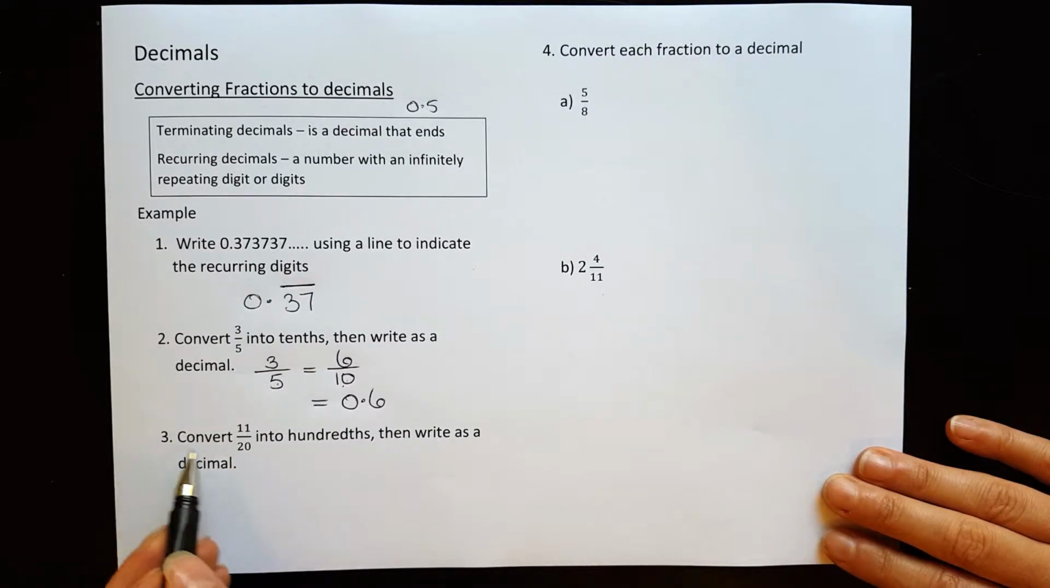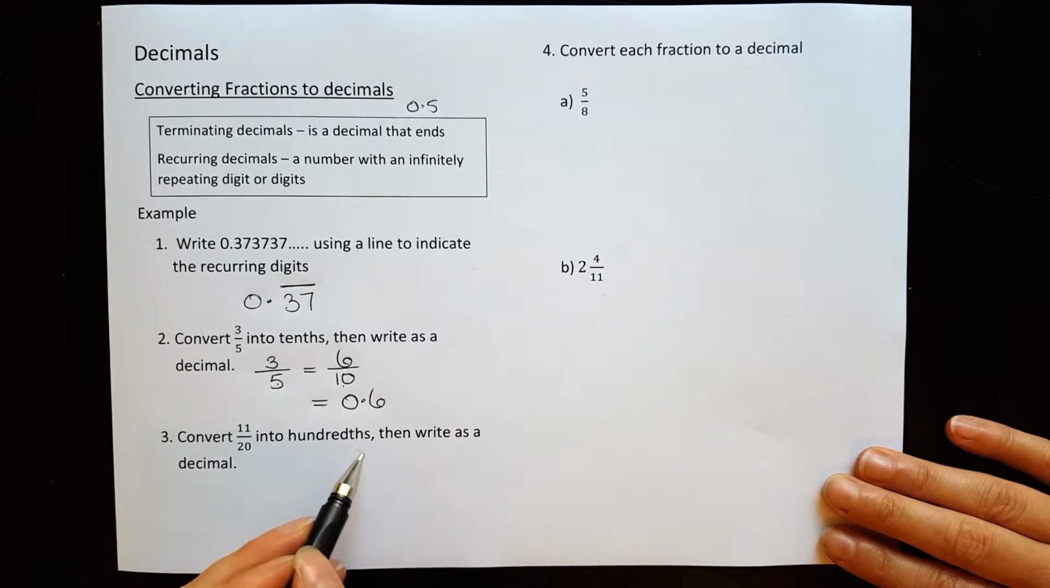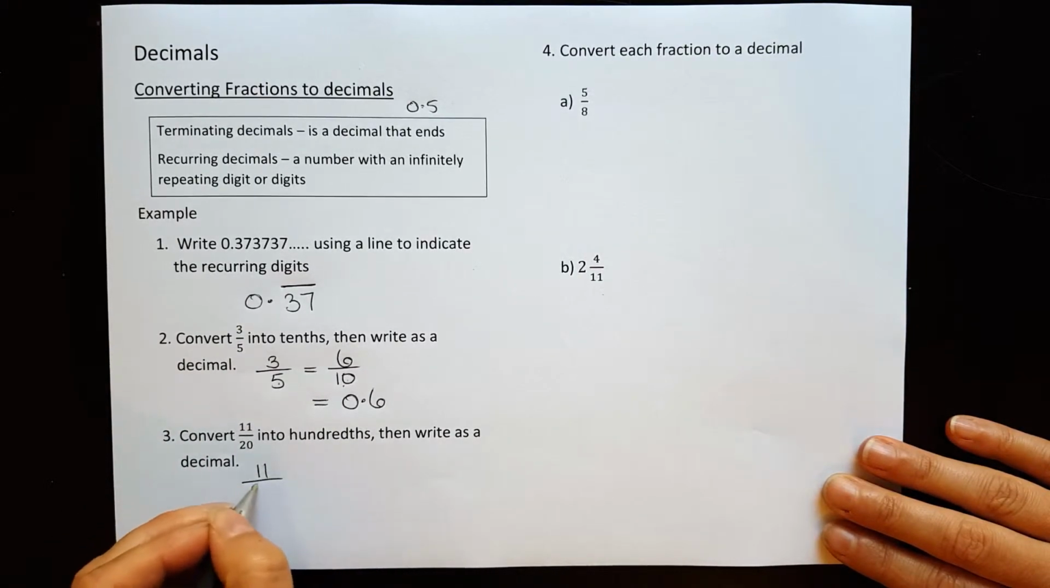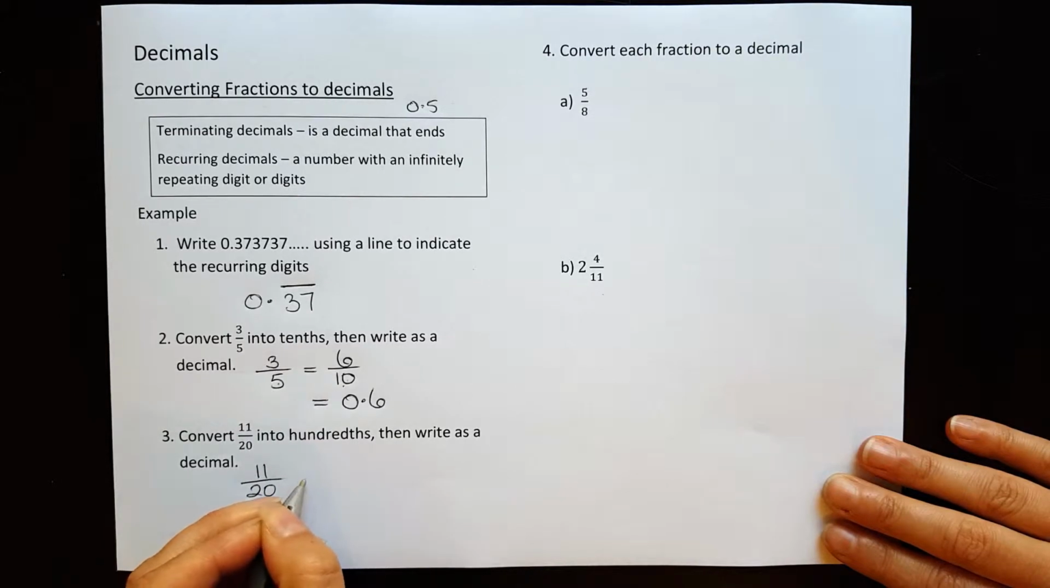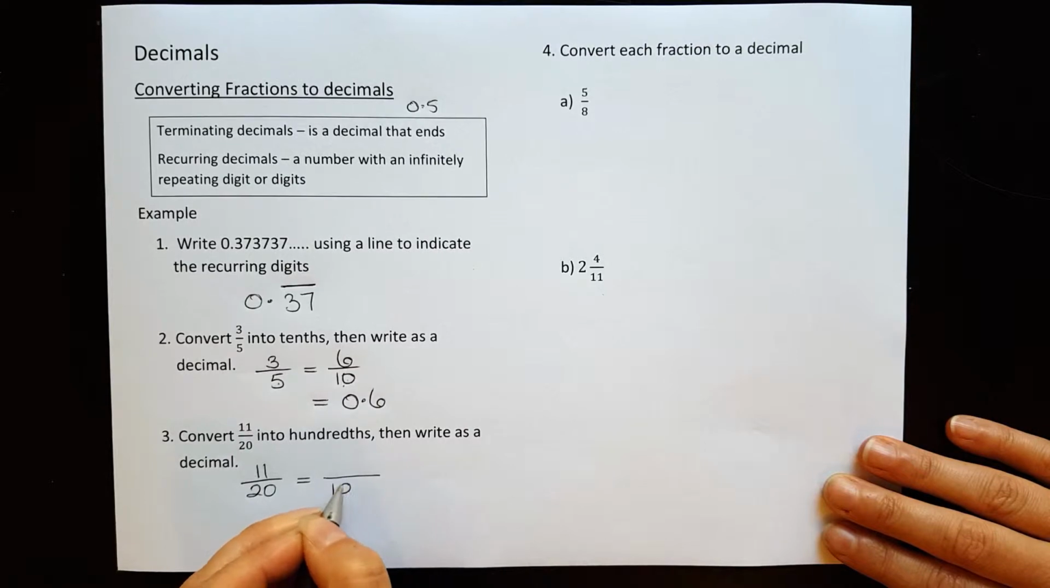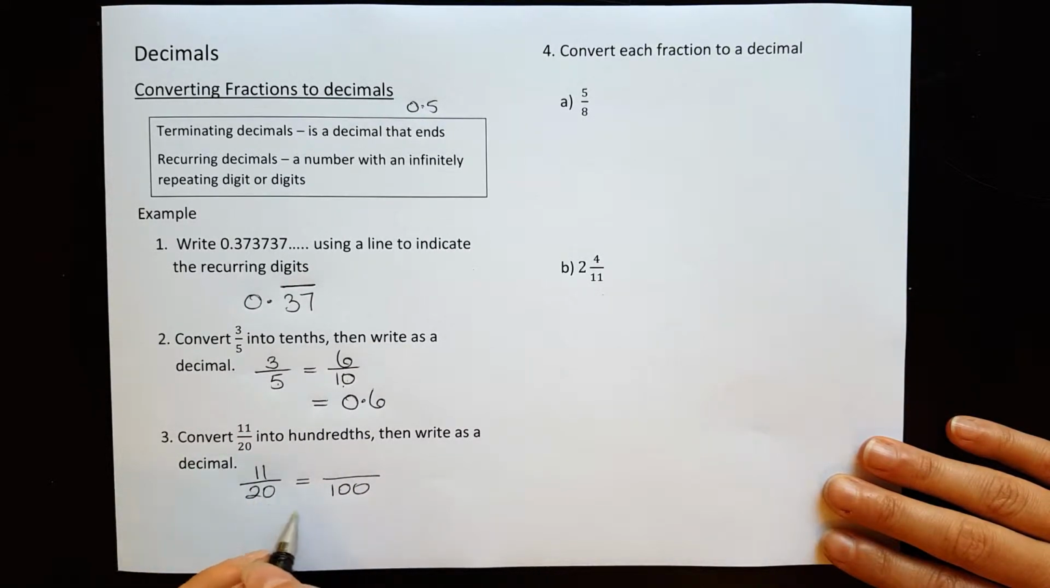So question 3, we're going to be doing a similar thing. We want to convert 11/20 into hundredths so that we can write it as a decimal. So 11/20, this time because it's 20, we can't go to 10, it's making it smaller. We need to go up to 100 for our denominator. So I need to multiply 20 by something to get 100. You would need to multiply that by 5. So whatever I do to get that, I need to do the same thing to the top.